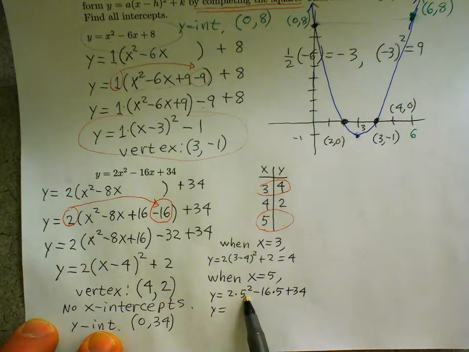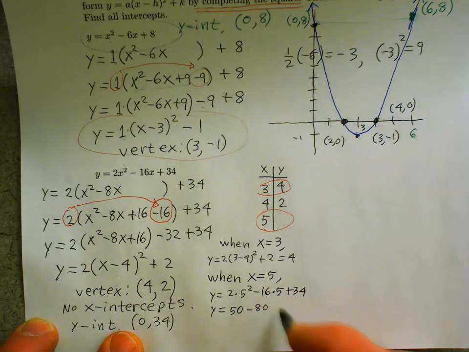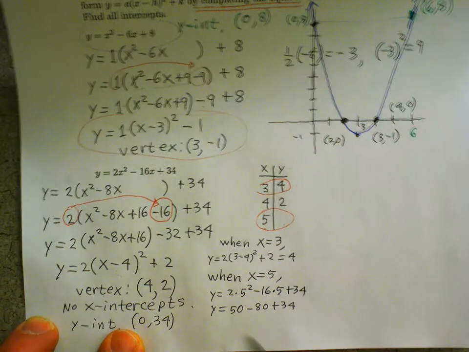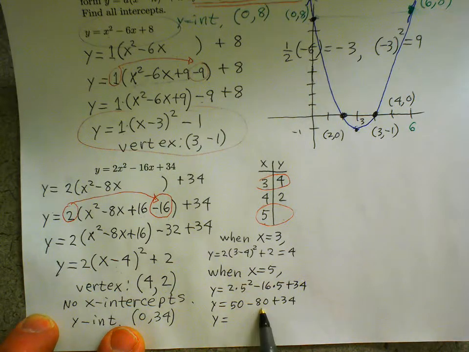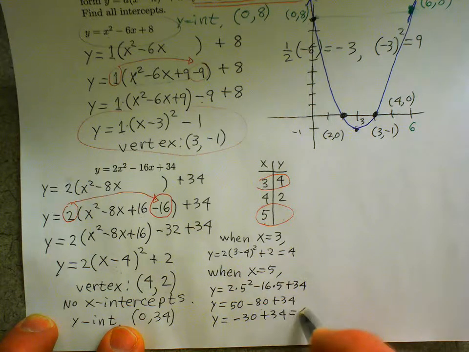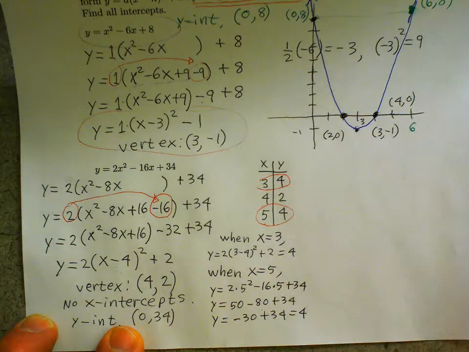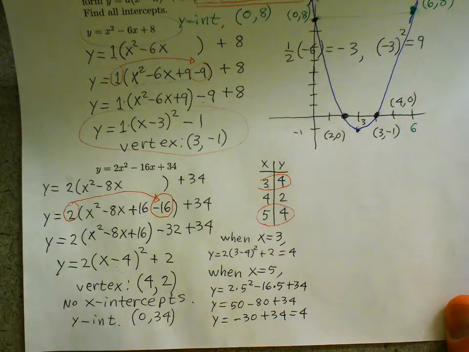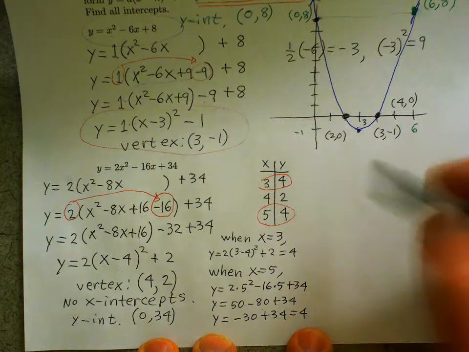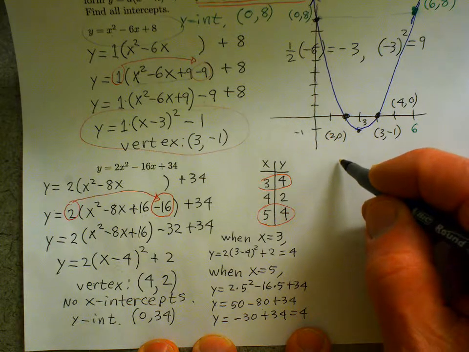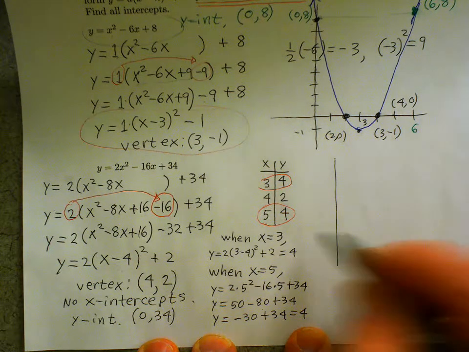5 to the second is 25. 2 times 25 is 50. Minus 16 times 5 is minus 80. 50 minus 80, and then plus 34. 50 minus 80 is negative 30, and then negative 30 plus 34 is 4. So the y-coordinate that goes with the x-coordinate 5 is also 4. So we can plot those points and sketch the parabola.